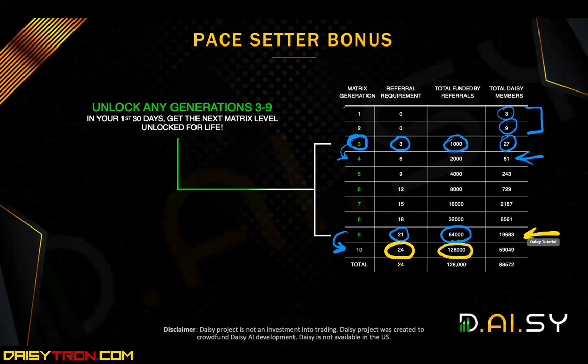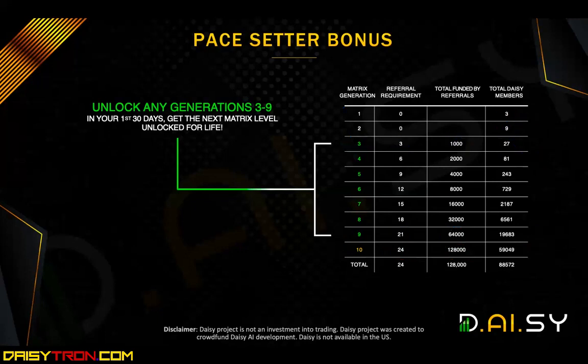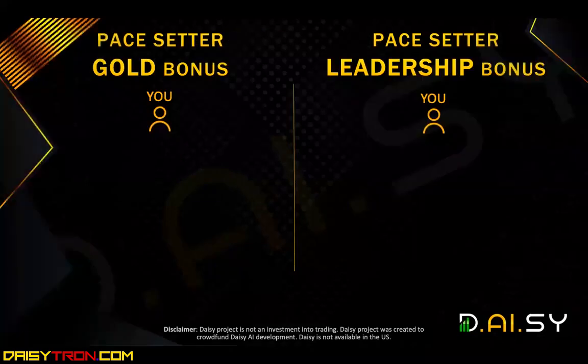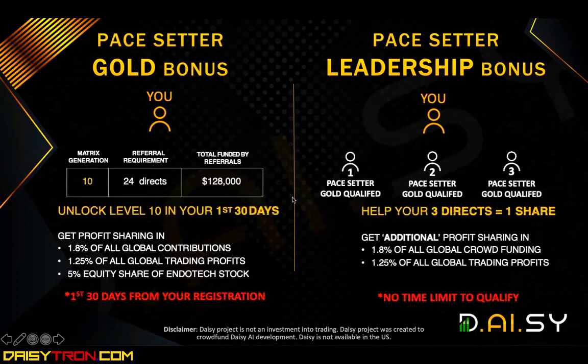What do you get? That is when you become what we call a Pacesetter Gold, where you get a profit share in 1.8% of all global contributions, as well as 1.25% of all global trading profits, and 5% equity share of Endotech stock. Now, all of that is pooled and distributed between everyone who qualifies for Pacesetter Gold. We're going to go into more details with that, because this is everything. This is where you can maximize your results on the Pacesetter Gold bonus, as well as the Pacesetter Leadership bonus. Let's start with the Pacesetter Gold.